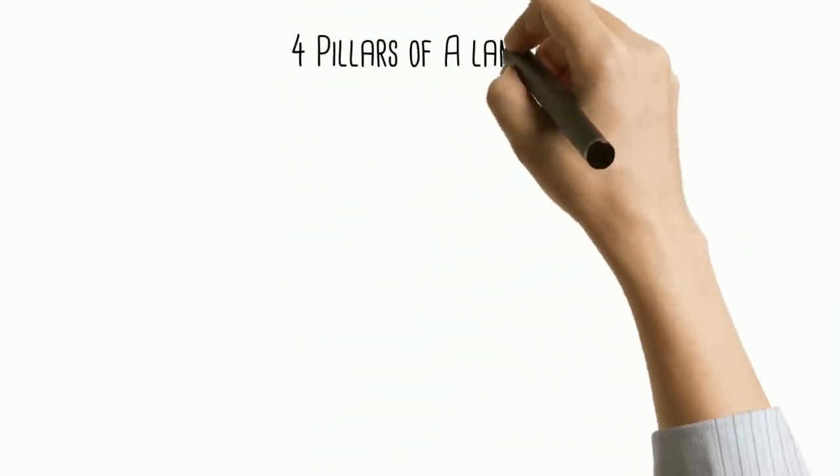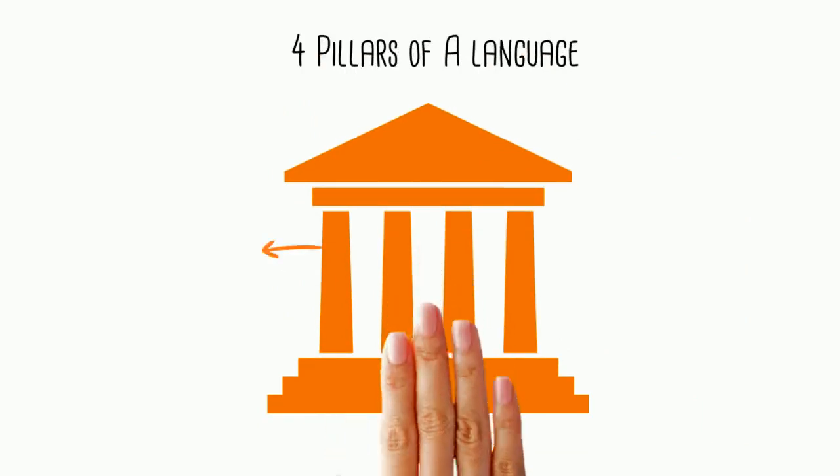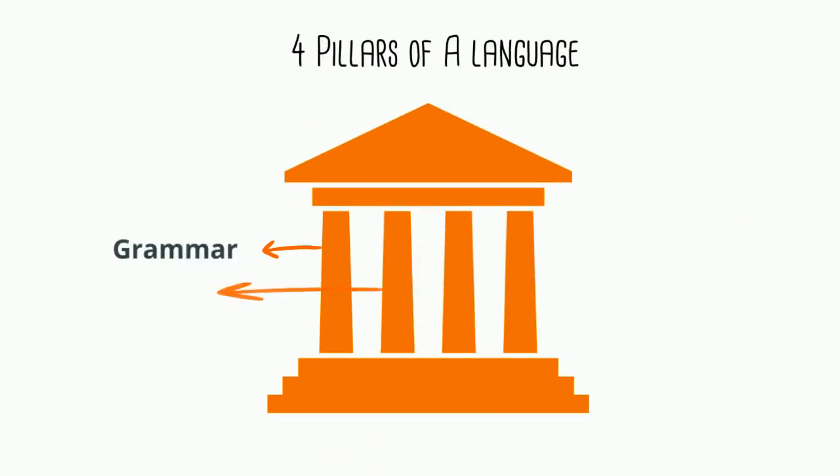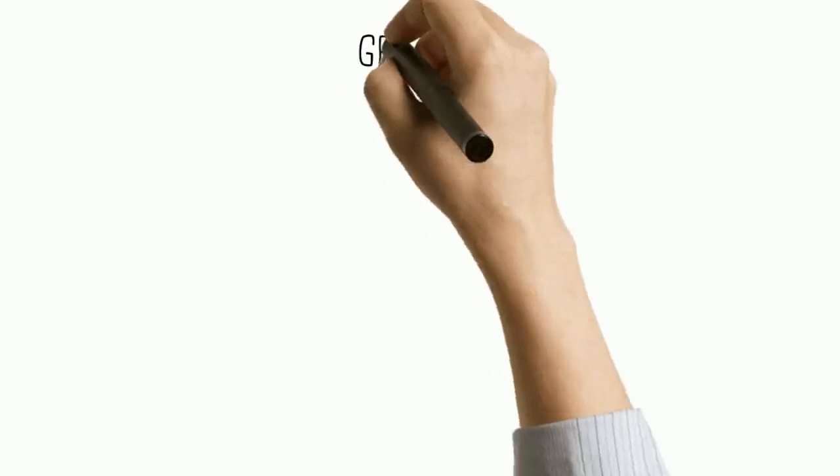If you want to improve your spoken English, there are four pillars that you need to focus on. In fact, these four pillars apply to any language. First is grammar, next is vocabulary, third is pronunciation, and last but not least, fluency. Let's start off with grammar.